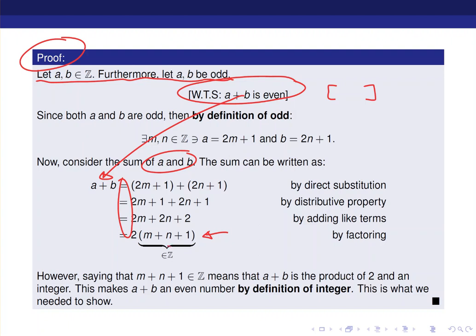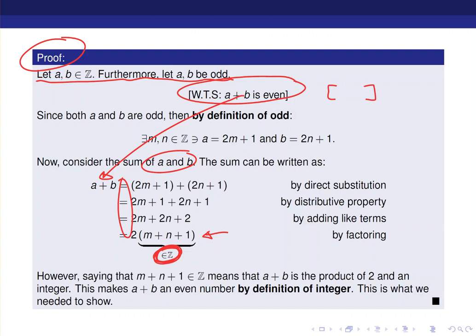Now, this right here, the belongs to integer, is really important. If that's missing, I could not claim that a plus b is even. If it was, for example, a rational number or a real number, it may not be the case that a plus b is even. So I have to point out the fact that m plus 1 is actually an integer.